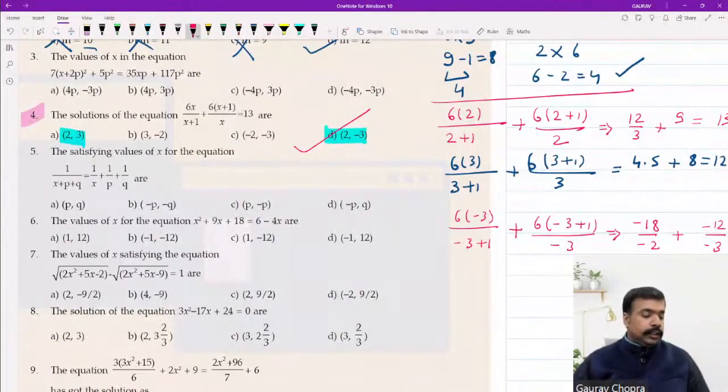Yes, Dharmendra, Karishma, and Petal Davla has given the answer. Okay.